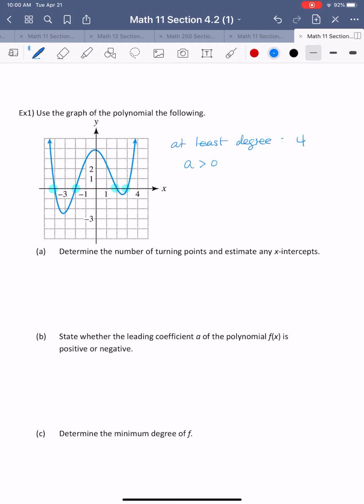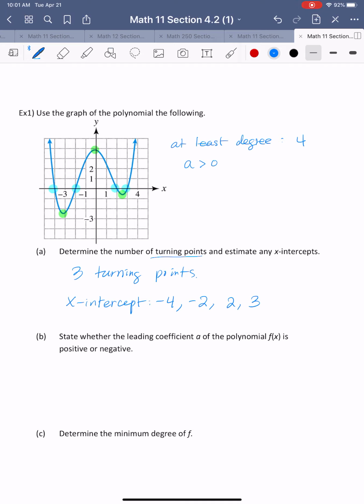Okay, so A, determine the number of turning points. In this case, the turning points come from this one to this one to this one. So I want to say there are 3 turning points. And then they're asking for the x-intercepts, of which there are 4, which are -4, and also here, here, and here. If I write them down, it'll be -4, -2, 2 and 3. So those are the x-intercepts.